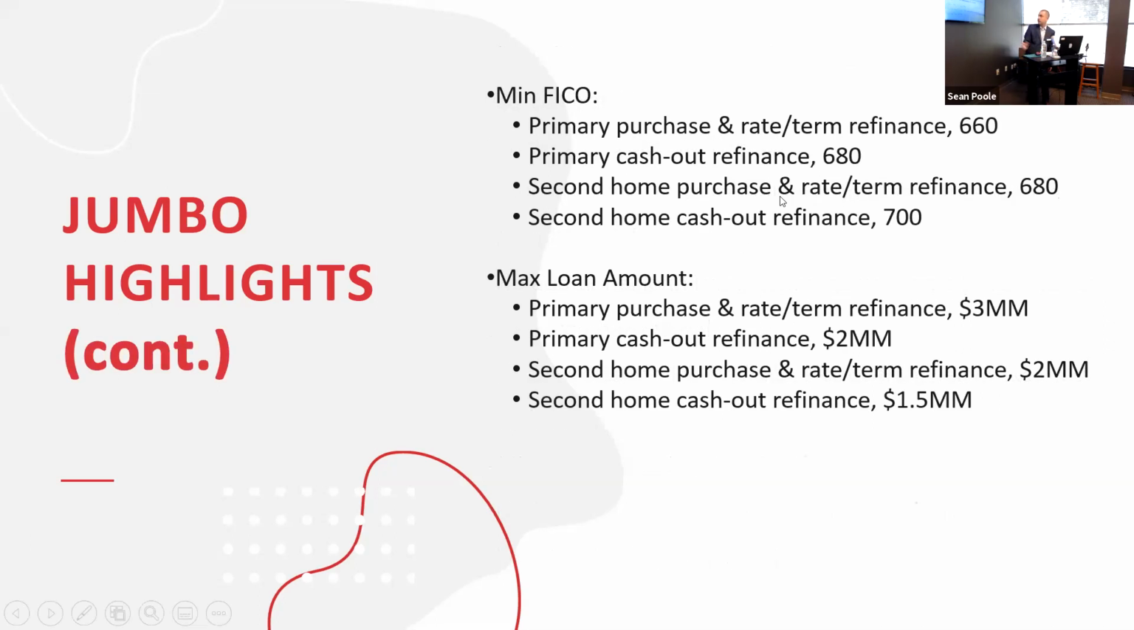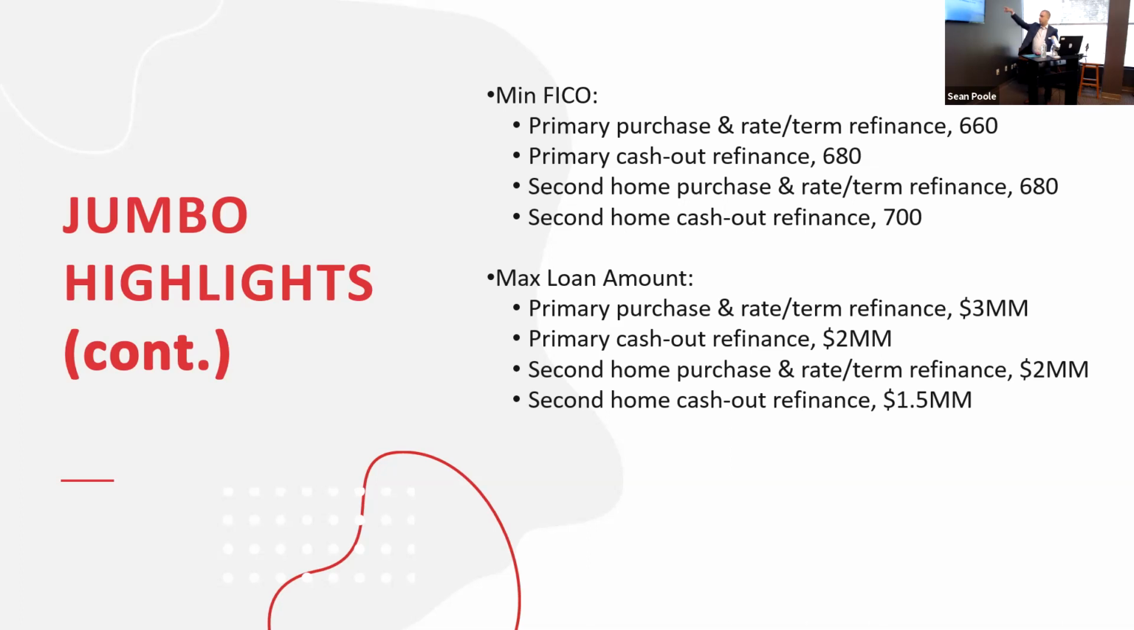Here are some other requirements. The minimum FICO score, the credit score, we can go down to 660, 680 for cash out, 680 for second home purchase, and cash out refi with the second home 700. The max loan amount, we can go up to $3 million for this program. So if you're buying a $3 million home, we can do it with this program.